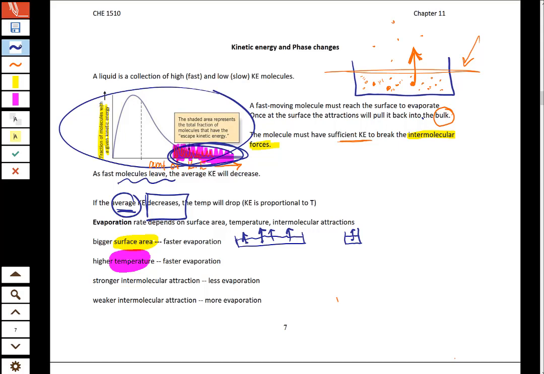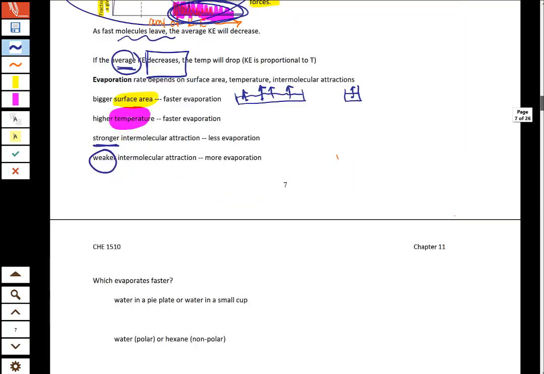If your molecules are strongly attracted to one another, oops, sorry, I said weakly, and I just circled the strong intermolecular attractions. So if your molecules are strongly attracted to one another, that means they really have to break those strong intermolecular forces in order to turn into a gas. But if the molecules are weakly attracted to each other, it doesn't take much energy at all for them to move away from their friends and turn into a gas. And so you'll see more evaporation in that instance.